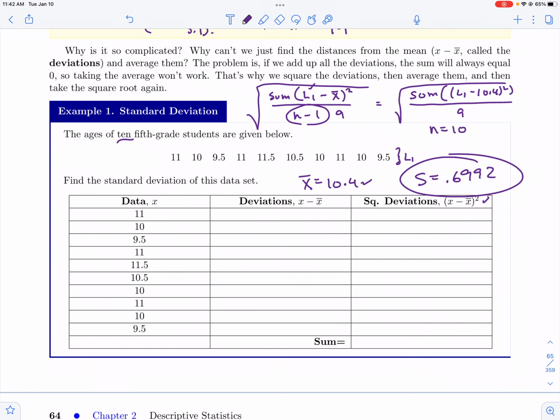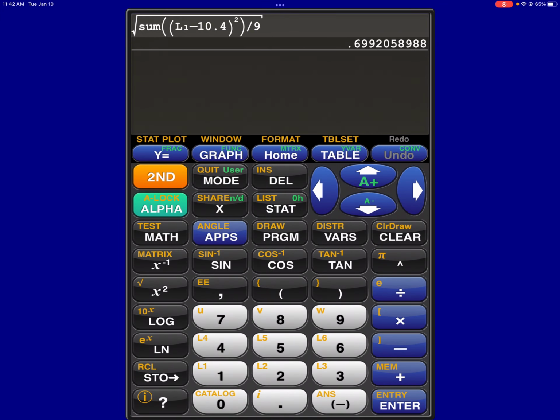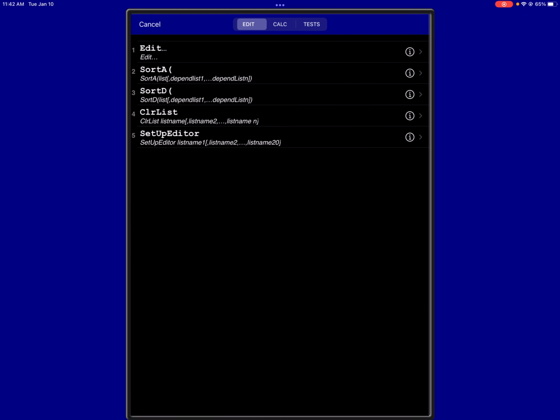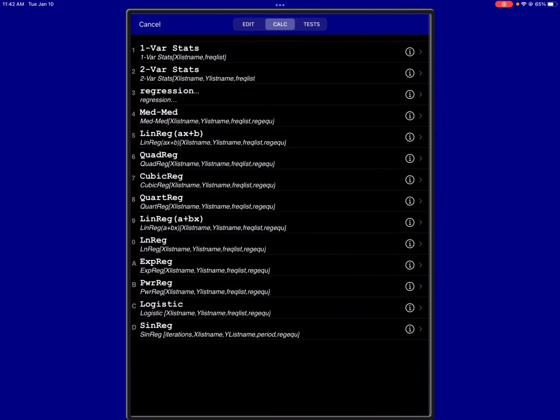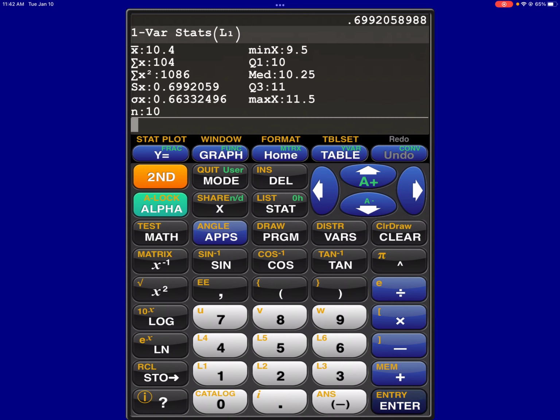Let's go back to our 1-var stats real quick and take a look at what's there. If we go back to the 1-var stats we had before, stats, calc, 1-var stats, list 1, notice on our left-hand side, towards the top, there's this letter Sx and sigma x.